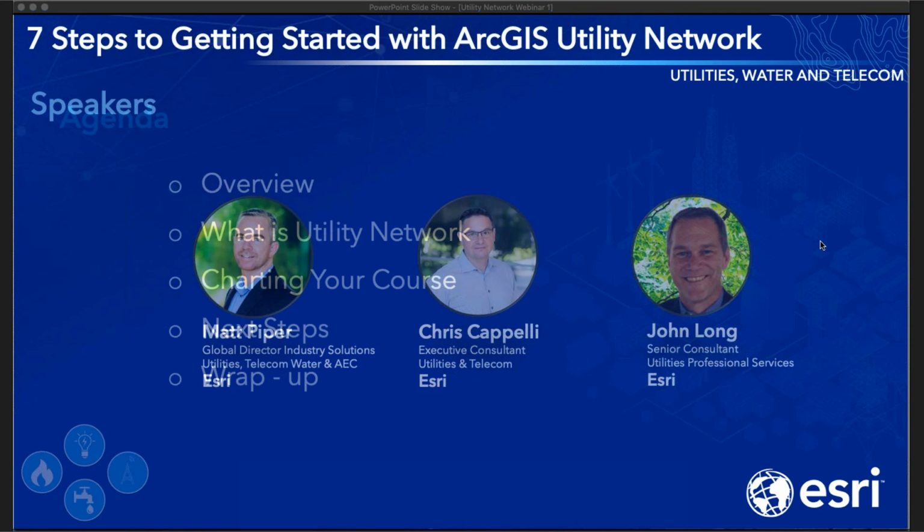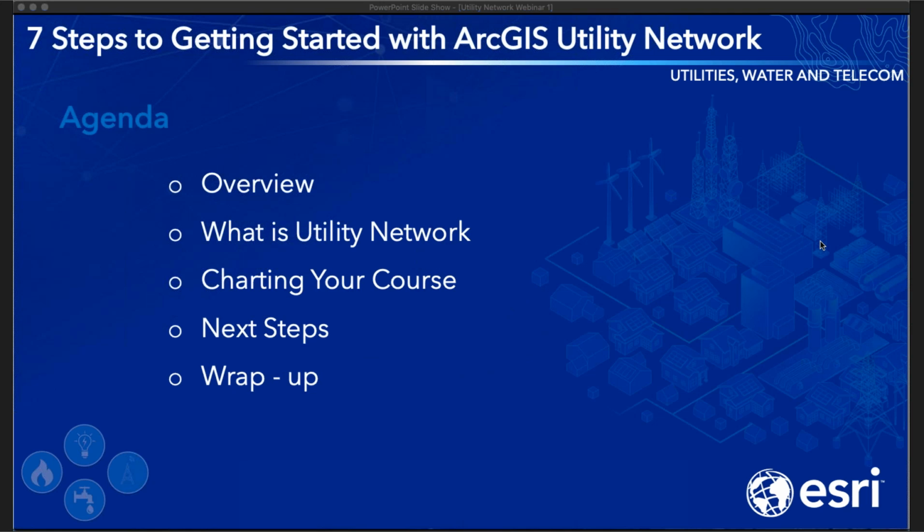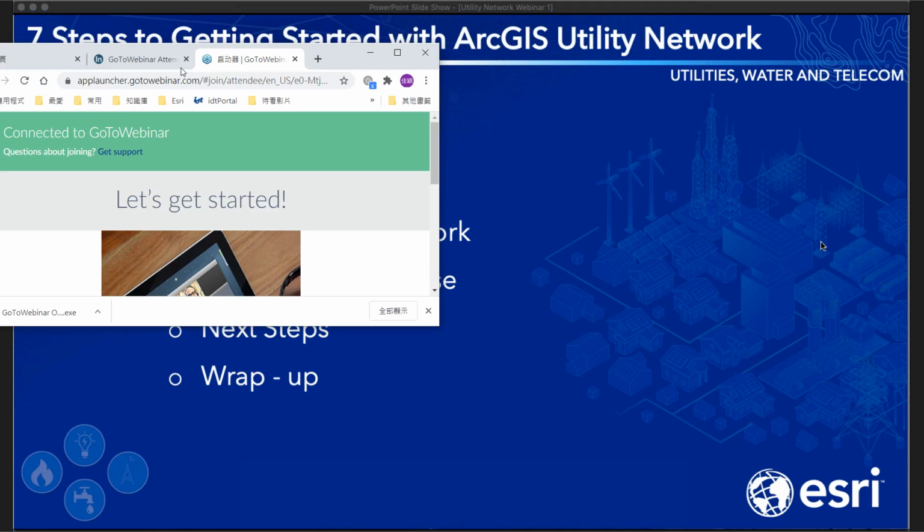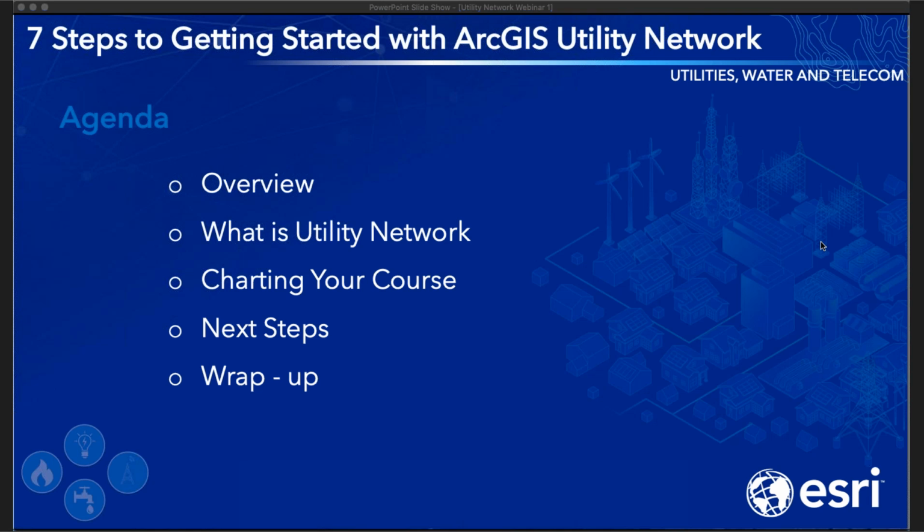Now, we have about 45 minutes with you today, and a lot of content to get through. Looking at today's agenda, we're going to take you through a high-level overview of what we're seeing in the market and the progress of some of our customers. Chris and John will then take us through a deeper dive on what the utility network is, how to chart your course, and then set up a pilot or proof of concept. And finally, we'll wrap up the webinar with a recap and a look at what's next for your industry.